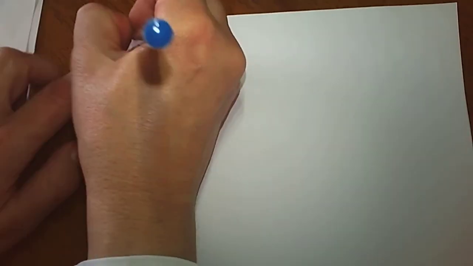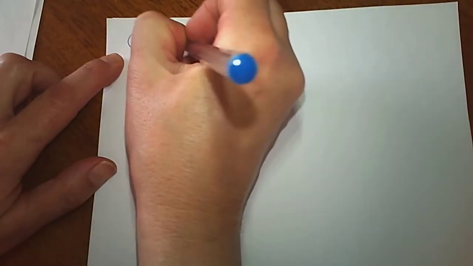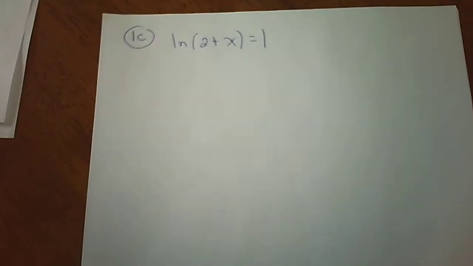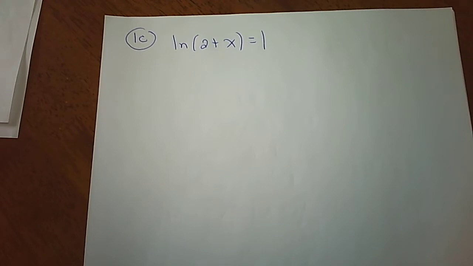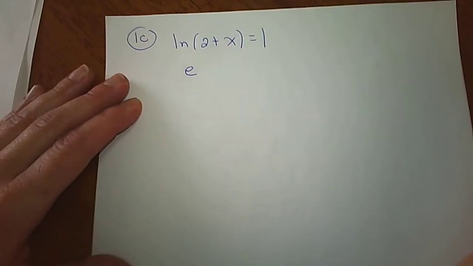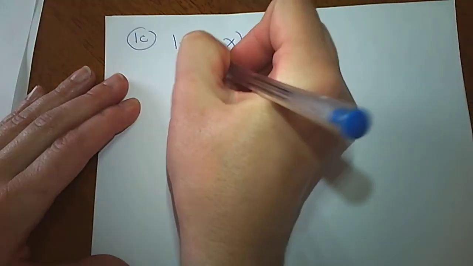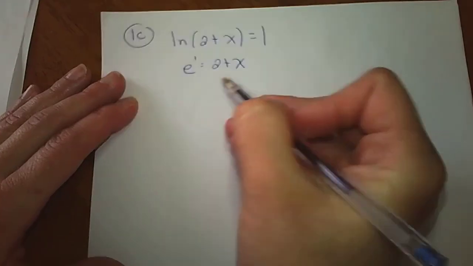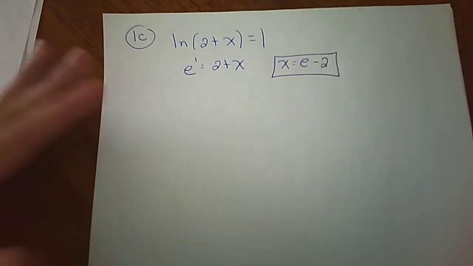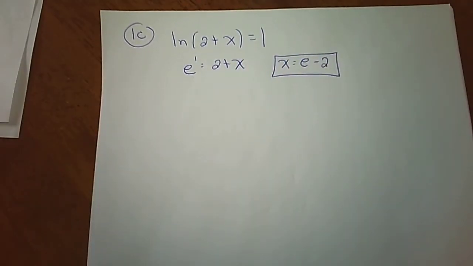Those were the first two. Now let's move on to 1c. Where's the top of my page? Here we go. 1c was the natural log of 2 plus x equals 1. Now, when I look at this, I see a singleton log, and I need to solve it. And that means we're going to use the exponential form. What's my base? e. What's my exponent? 1 equals 2 plus x. Subtract the 2 over, and this question is done. Sometimes they're just that easy. x equals e minus 2.